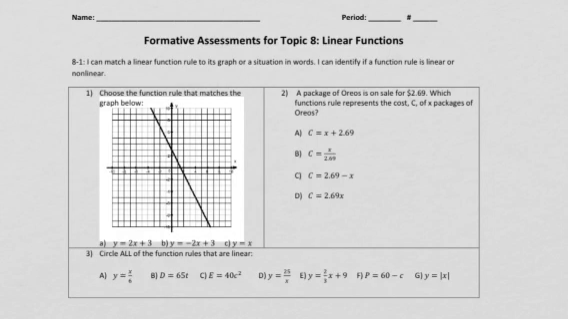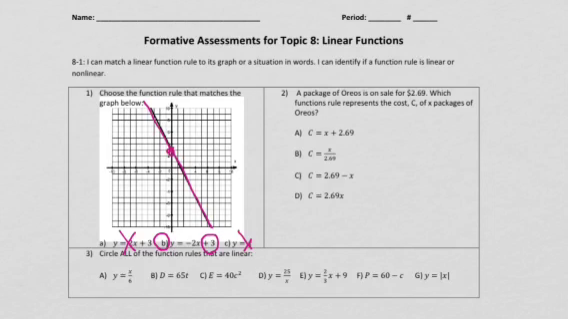I will explain the answers to the formative assessments for Topic 8, Linear Functions. Number 1, you want to find a slope that goes down. So we want a negative slope, which means A cannot be right and C cannot be right because those have positive slopes. So the only possibility is B, so B is correct. To verify, we have a y-intercept right here of 3, and that's our y-intercept there.